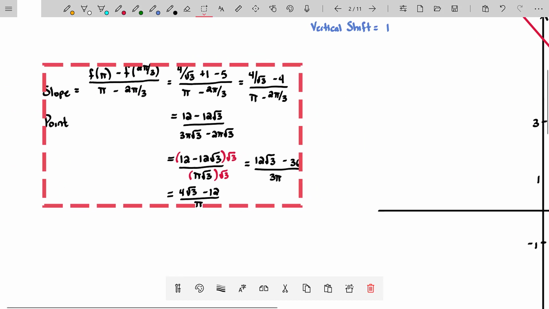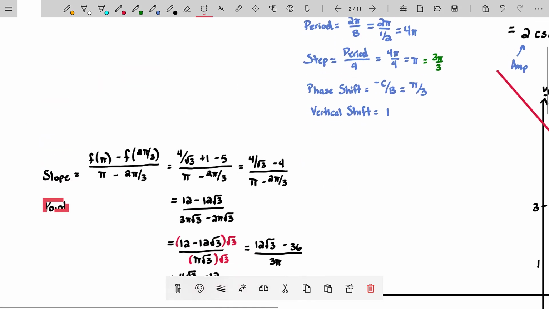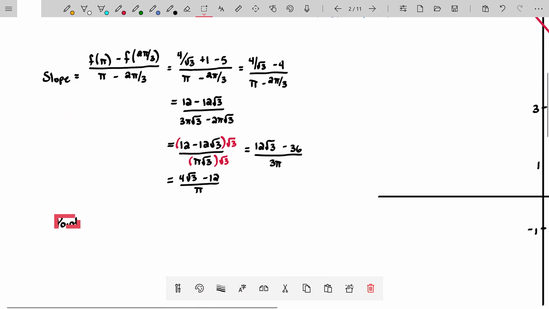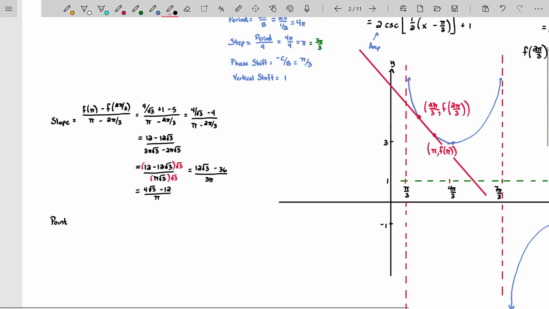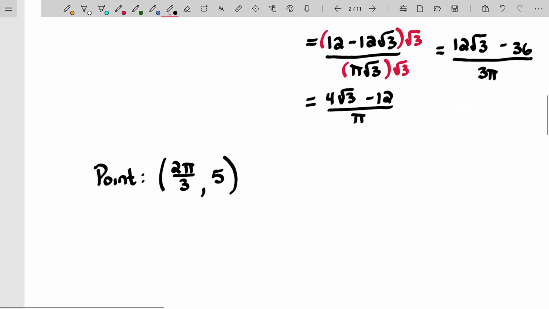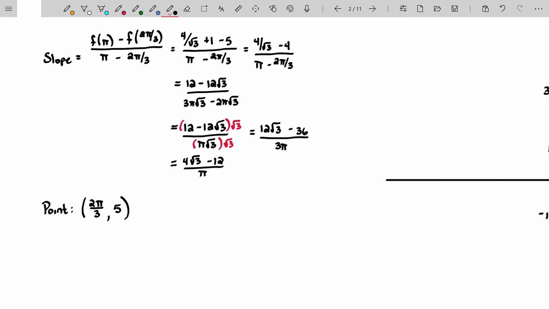Now that we have the slope, we can go ahead and also state the point. There's actually 2 points on this curve, but probably the easier of the 2 points is the one at x equals 2 pi over 3, comma 5. So I'm going to go ahead and use the 2 pi over 3, comma 5 as the point. Great. Now we have a slope and a point. I can find the equation of that secant line.